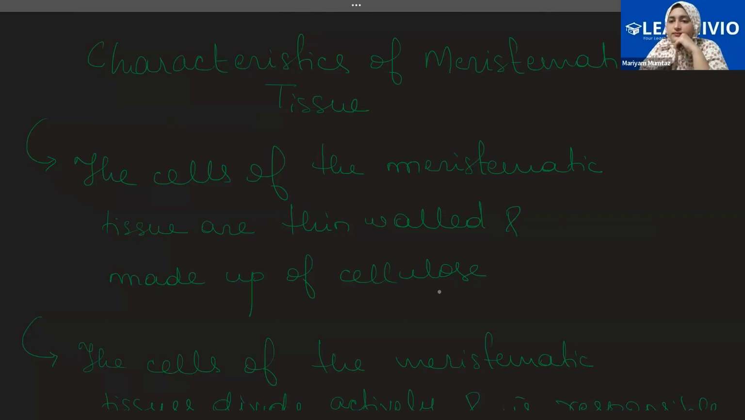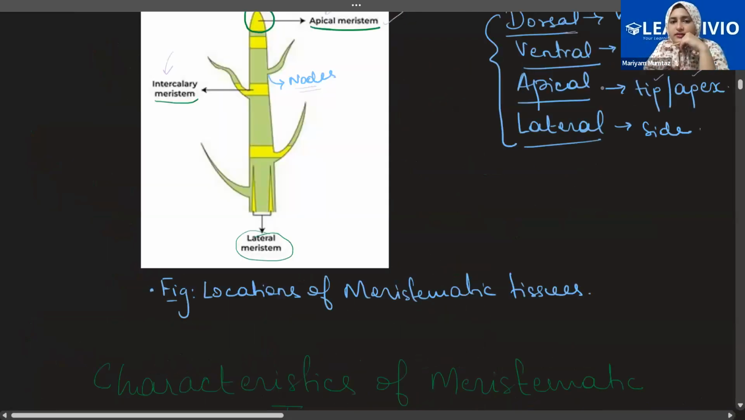Tissues are of two types, right? Simple and permanent tissue. See here, this one.